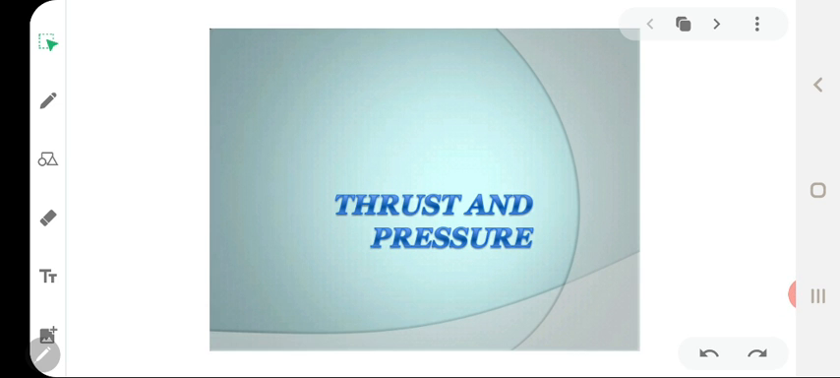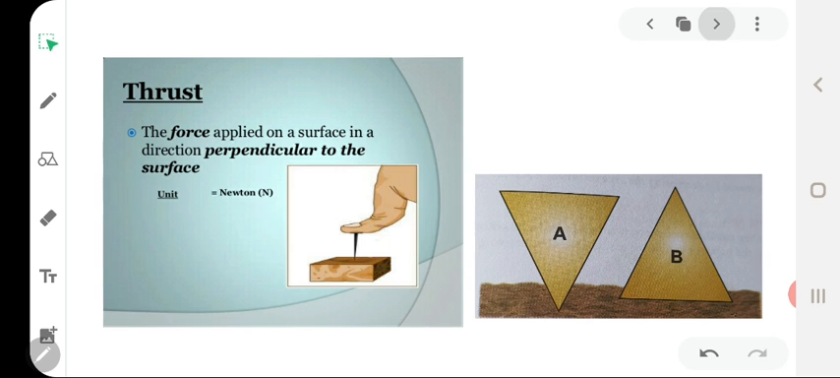Today we will be discussing a very important topic from the chapter of gravitation. The topic, as you can see right now on your screen, is thrust and pressure. The force acting on an object perpendicular to its surface is called thrust.